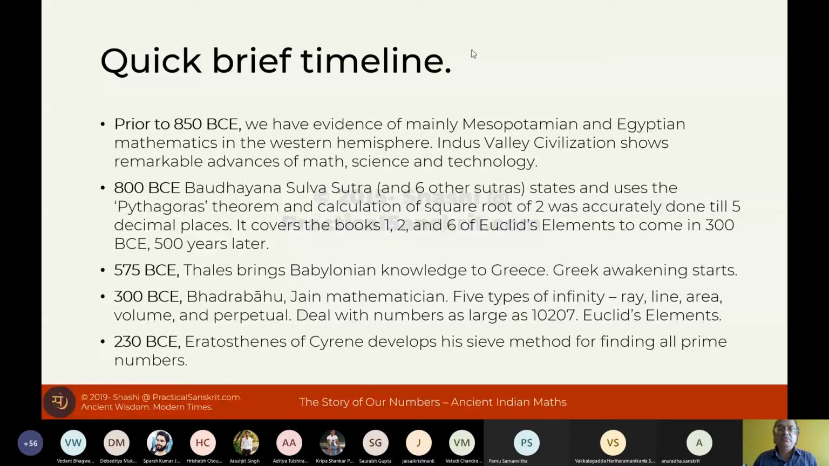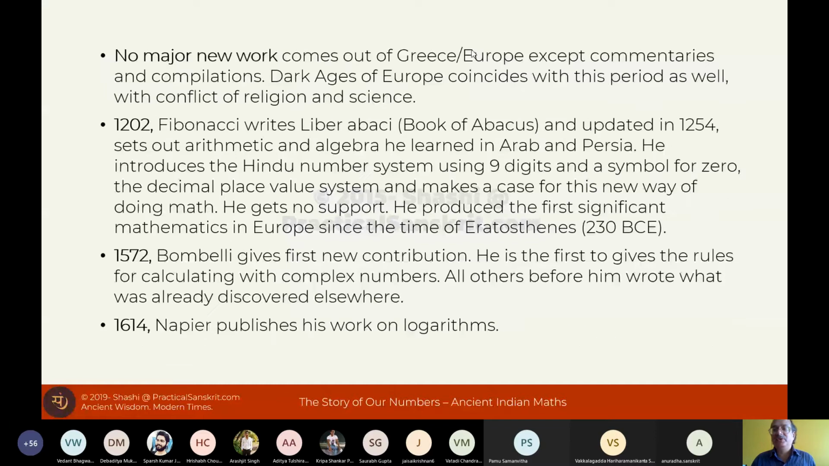After that, there's no major new work that comes out of Greece or Europe, except for commentaries on existing stuff. The Dark Ages of Europe also coincide with this period. This is when the Dark Ages also start happening.